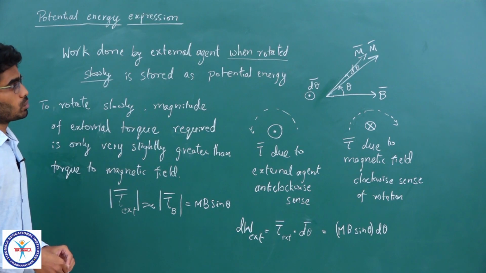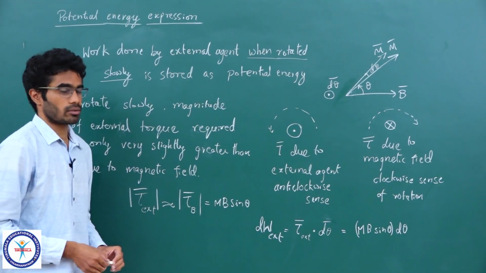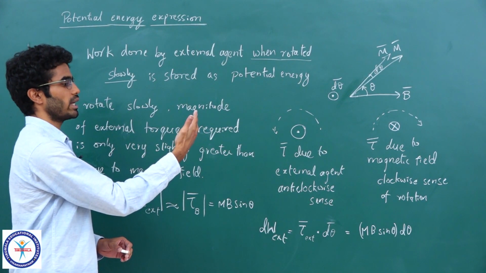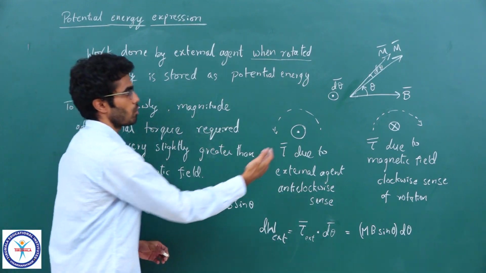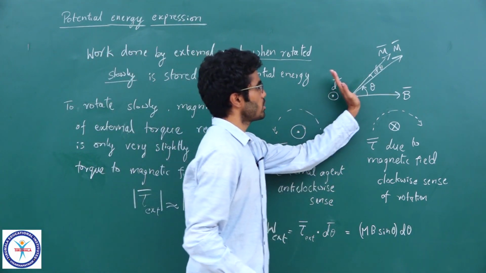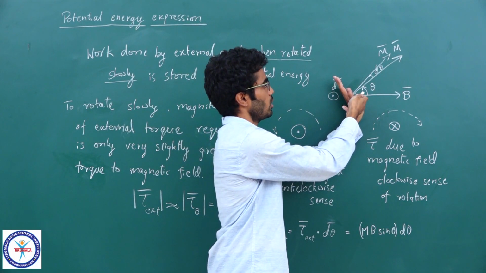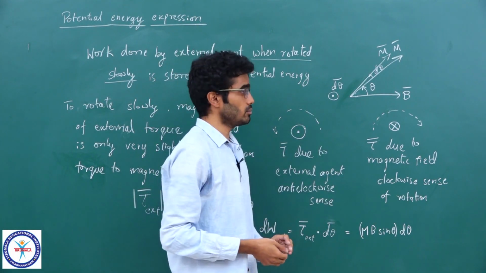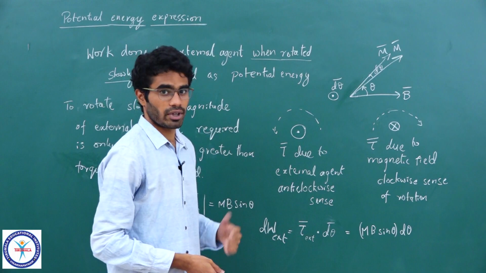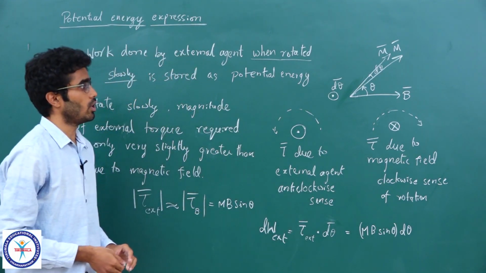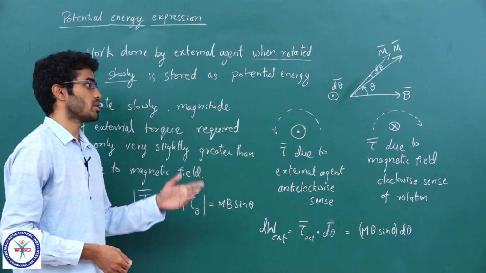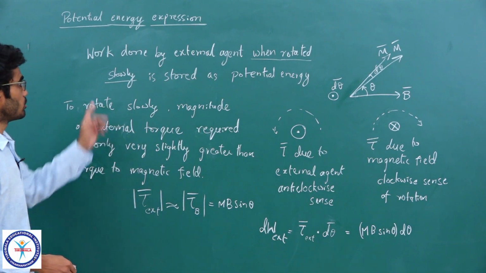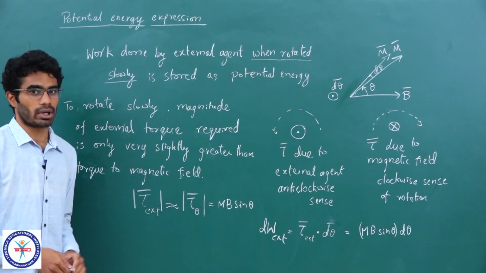Now, if you slightly increase this torque so that the coil now rotates by an angle d theta, a very small angle. The coil is placed like this. So, now I am applying an external torque only very slightly greater than the torque due to magnetic field. So, it will start to rotate anti-clockwise very slowly. Now, in such a situation, whatever the work we do is stored as potential energy in the system. That is the main idea. So, the work done by external agent when rotated slowly is stored as potential energy.